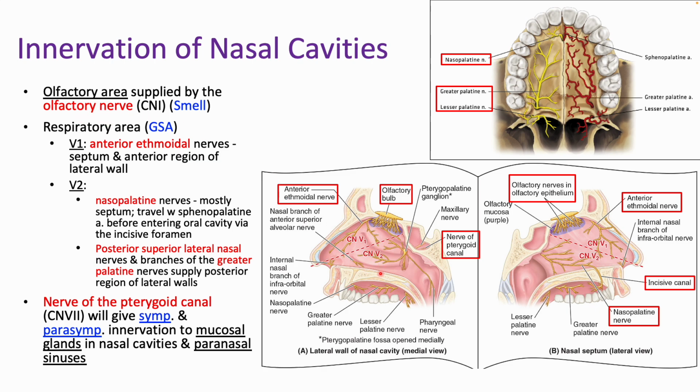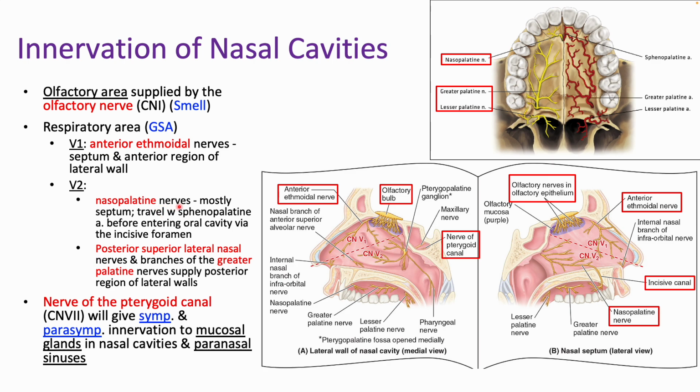In our respiratory area, we're really going to be split between two branches of the trigeminal. So this is essentially all trigeminal. So we have V1, which is going to give off the anterior ethmoidal nerve, and that's going to innervate the septum and anterior region of the lateral wall. You can see that's over here, lateral view, medial view. And then V2 is going to be all of this down here. And so looking back at that, we have our nasopalatine nerves, our branches, and the posterior superior lateral nasal branch.